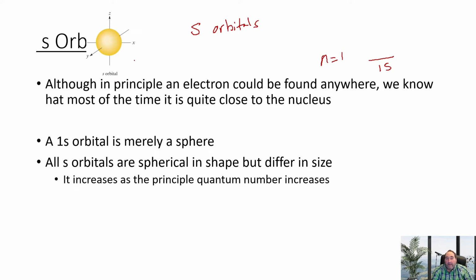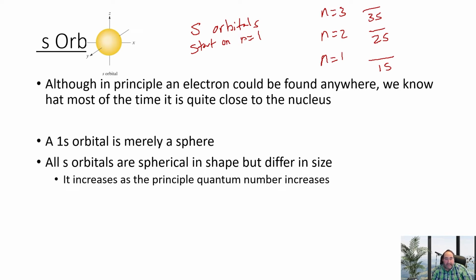S orbitals start on the n equals 1 level. And they're on every other level after that. If you go to n equals 2, you'll have a 2s orbital. Still an s orbital. The 2 means it's on the second energy level. If you go to the third energy level, you'll find a 3s orbital. Fourth energy level, fifth energy level, sixth energy level, and seventh energy level. They'll all have s orbitals.